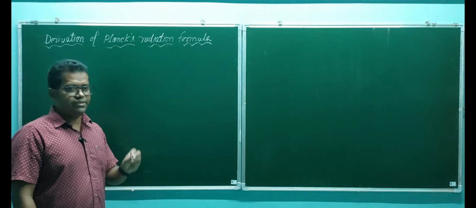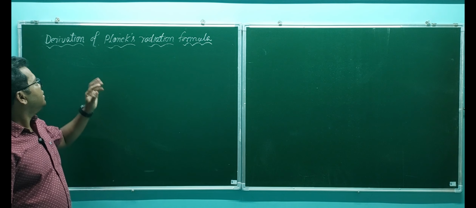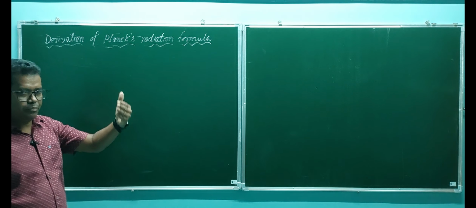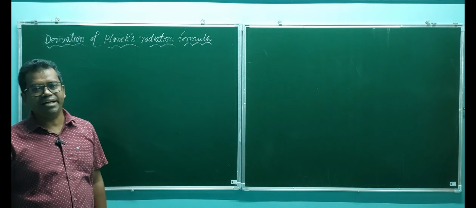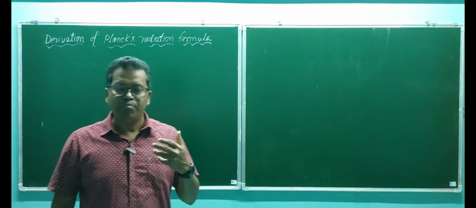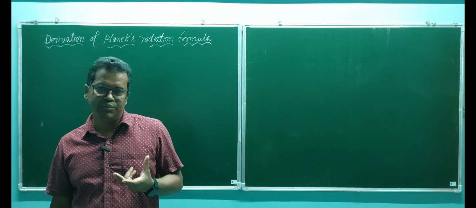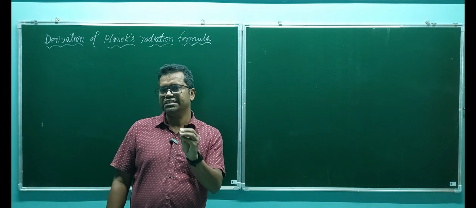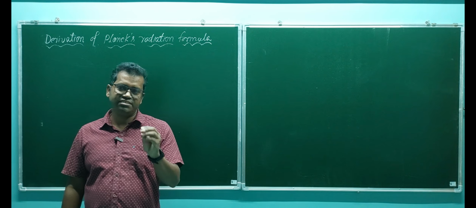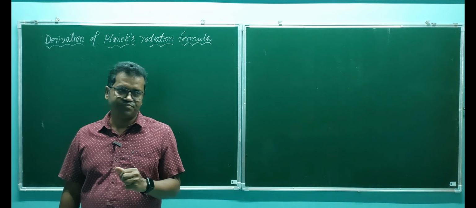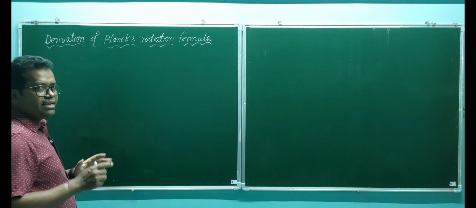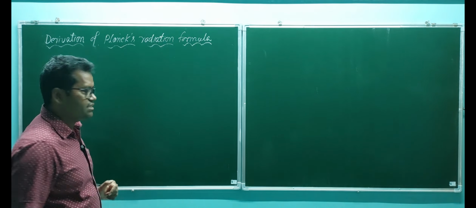Dear student, today we shall discuss how to derive Planck's radiation formula. That is, the topic is derivation of Planck's radiation formula. So from Planck's quantum hypothesis we know a black body consists of simple harmonic oscillators, and each has a characteristic frequency of oscillation. Let's consider a black body radiator has n number of oscillators.